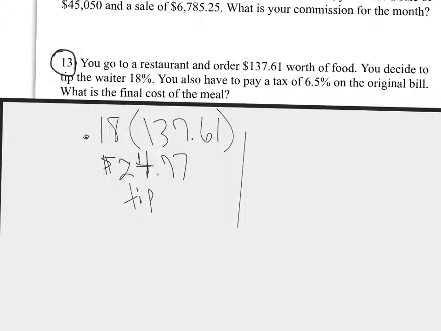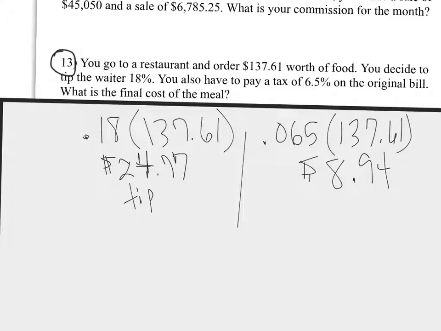And then we're going to figure out our tax. That was $24.77. And then the tax, 6.5% of the $137.61. Since we're doing them both off of that same amount, this case, it's a rare case, we actually could have combined those together. That would be $8.94. Bless you.